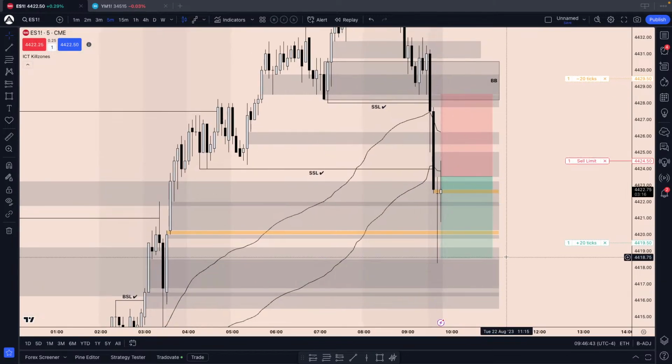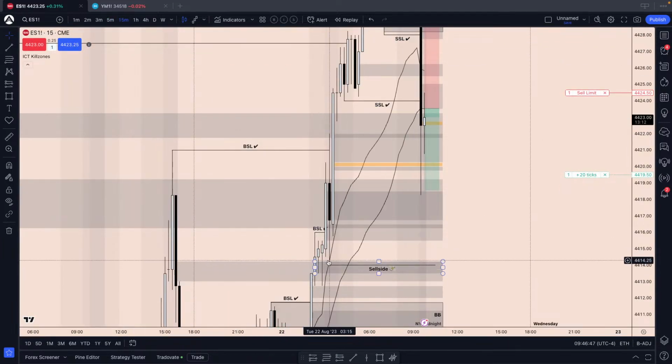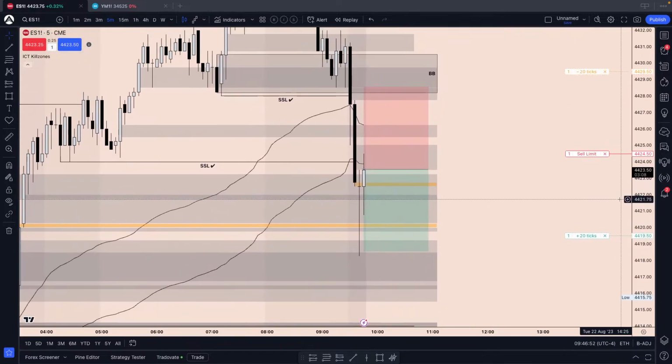That next sell side level would be the sell side below this low. And if we check the 15, that's also the next short-term low. But let's stick to the 5 and see if we get tapped in.